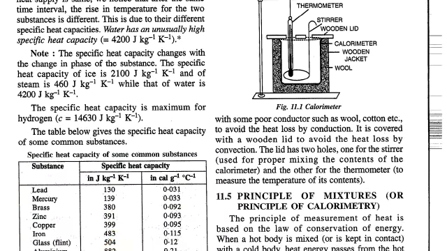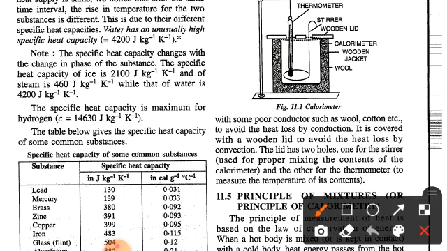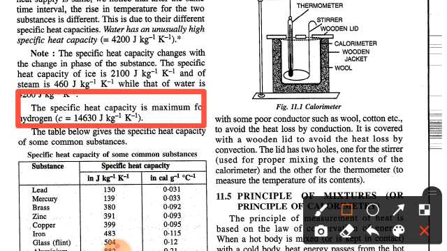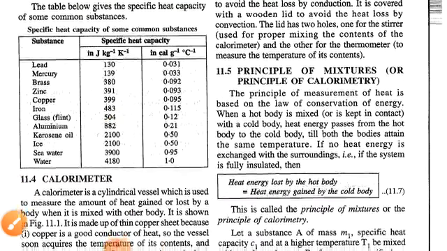The specific heat capacity is maximum for hydrogen, which is about 14,630 joule per kg per Kelvin. You have to remember this. The table below gives the specific heat capacity of some common substances. You can see here there is a table given, and you can see the specific heat capacity of different substances like lead, mercury, brass, zinc, copper, iron, glass, tin, etc.